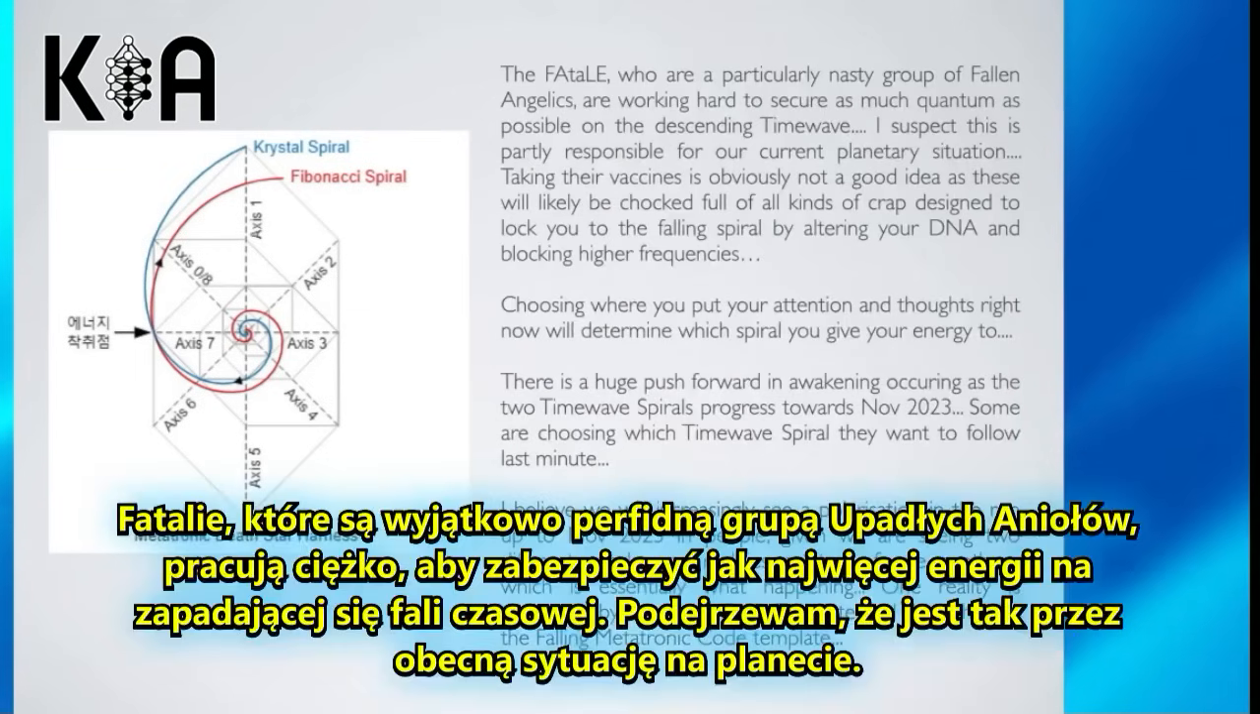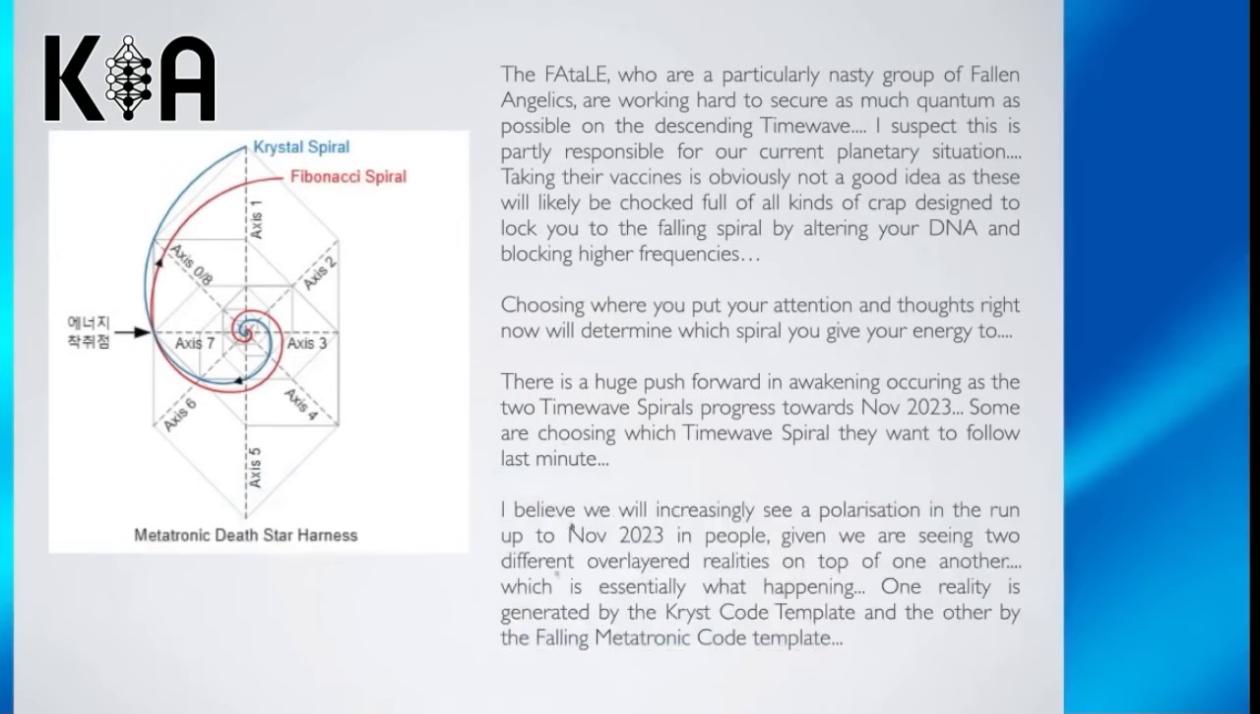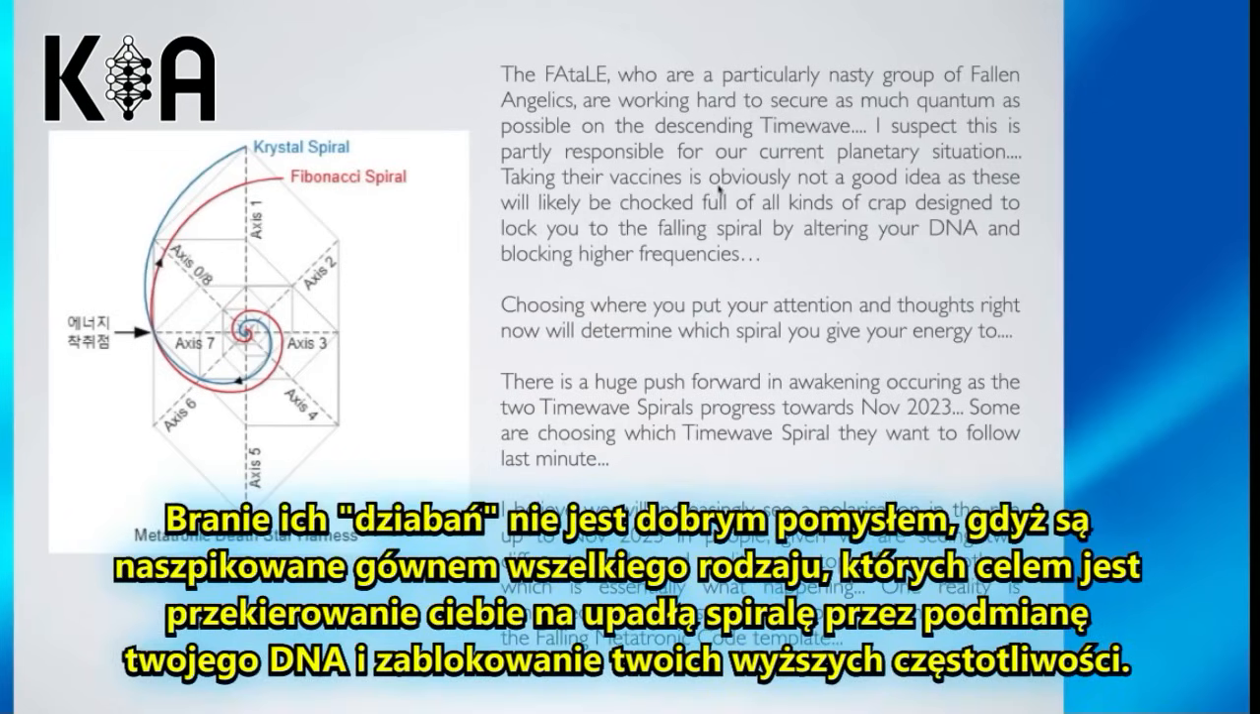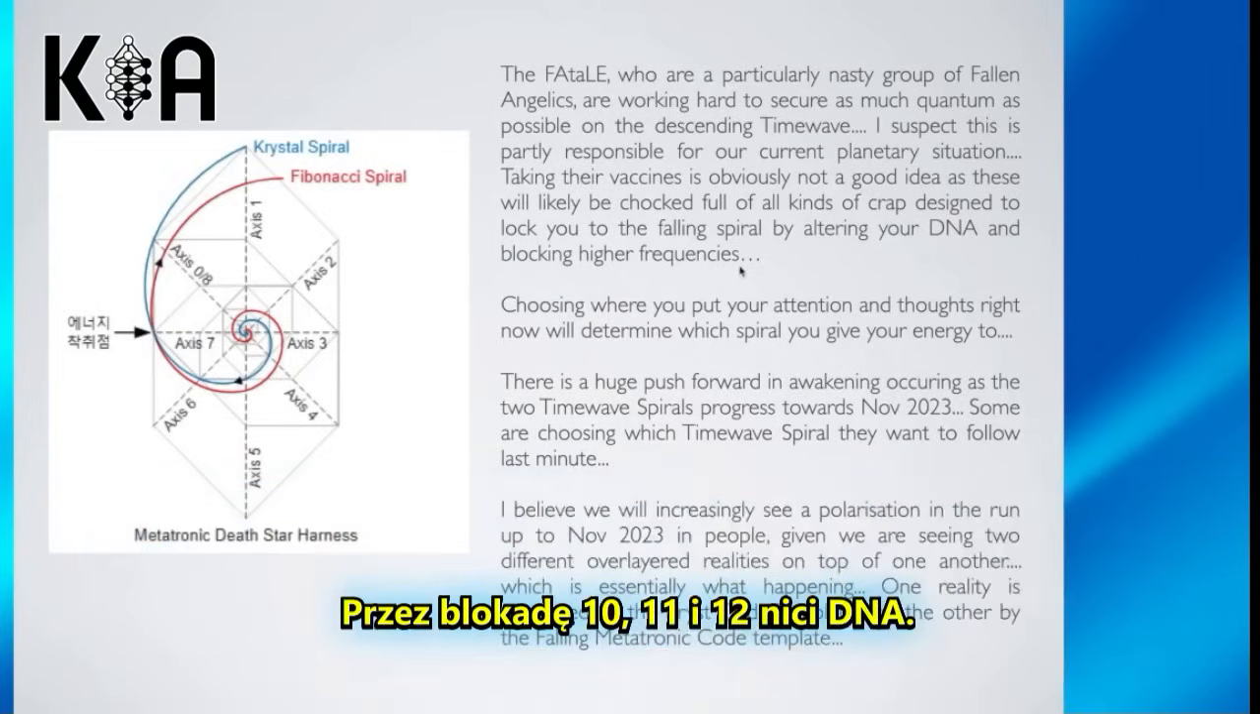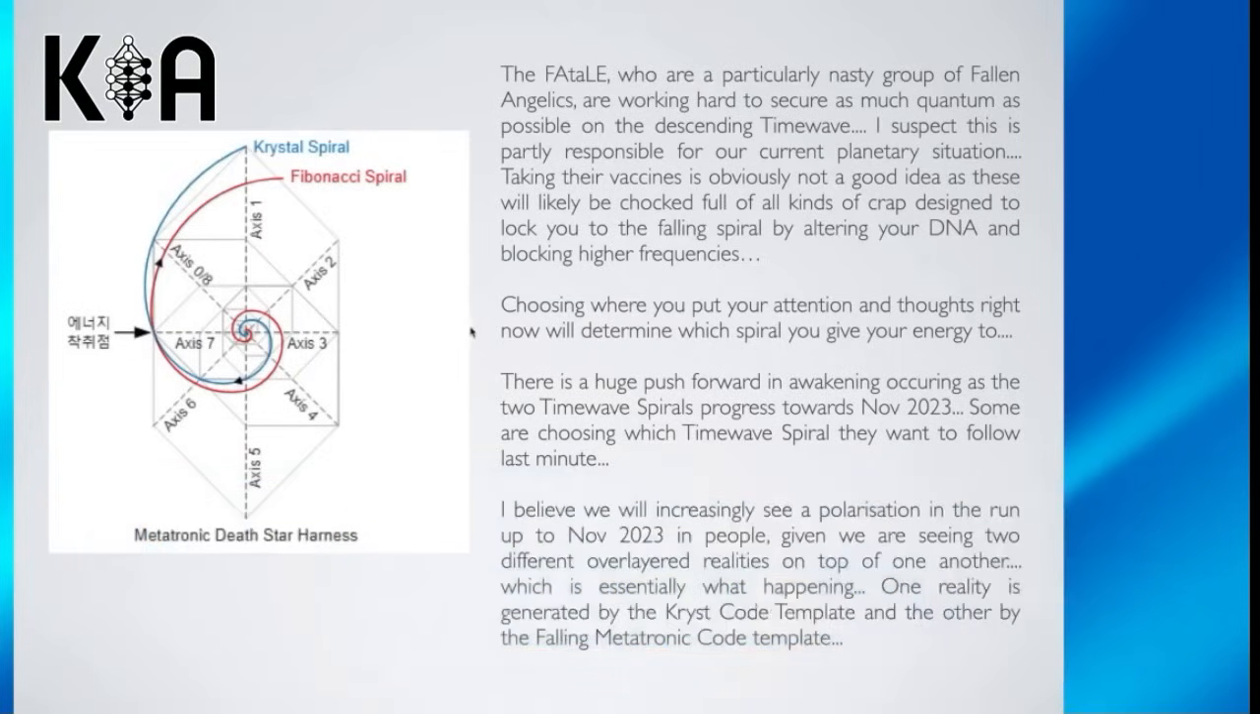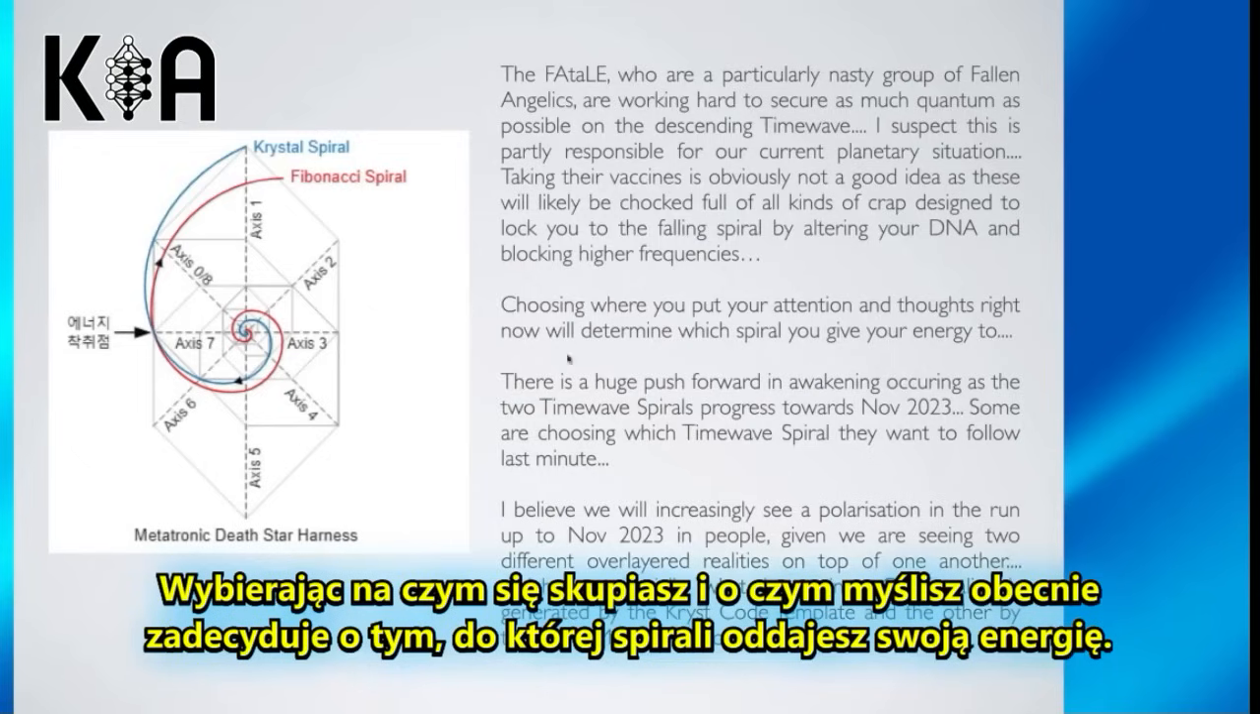The Fatally, who are a particularly nasty group of fallen angelics, are working hard to secure as much quantum as possible on the descending time wave. I suspect this is partly responsible for our current planetary situation. Taking their V is obviously not a good idea, as these will likely be chock full of all kinds of crap designed to lock you into their falling spiral by altering your DNA and blocking higher frequencies, like turning higher DNA strands off and stuff like that. Choosing where you put your attention and thoughts right now will determine which spiral you give your energy to.